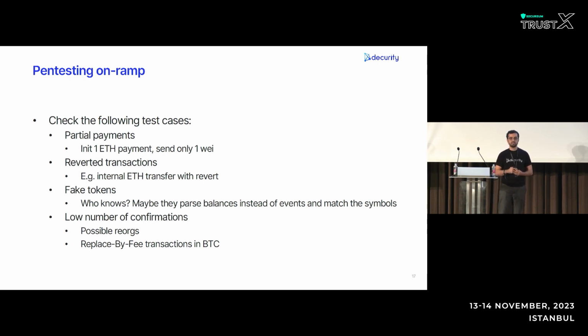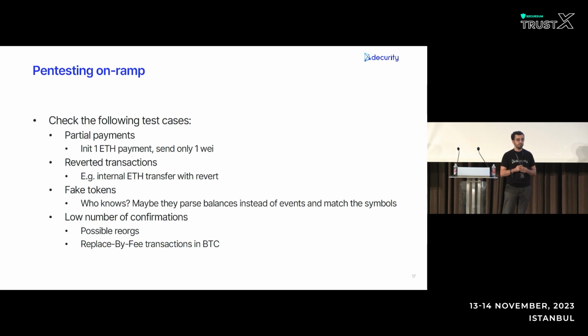So if you are pen testing the on-ramp component of any system, which is the component that accepts crypto payments, basically, then you should test for a few test cases, including partial payments. You initialize a payment for 100 USD, and the application thinks that you're going to pay 100 USD, and then it doesn't check the amount that you sent. It only checks that there is a successful transaction with a positive value, and then it just credits this amount to your account.